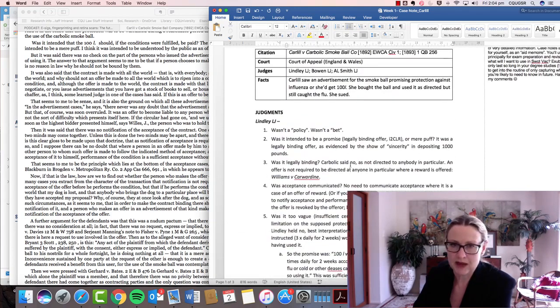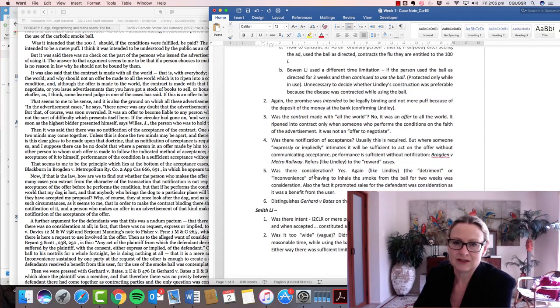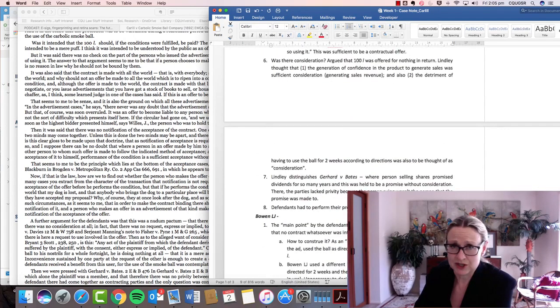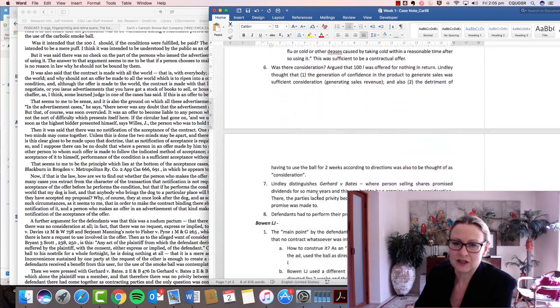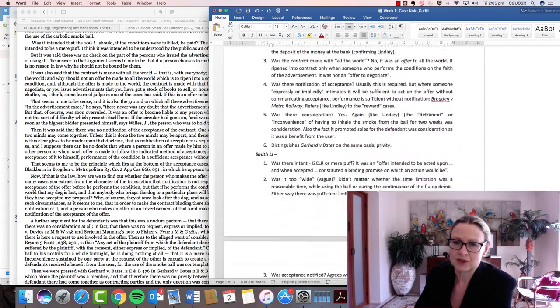So you flip back to your notes on Lindley. He says it wasn't a policy, it wasn't a bet. Just going to dismiss those two arguments right out of hand. They weren't even in the ballpark. And in fact, if you go down to Smith, you'll see so did Smith. So you don't have to worry about that in your ratio at all. Then we have the judges talking about the same things in each judgment.